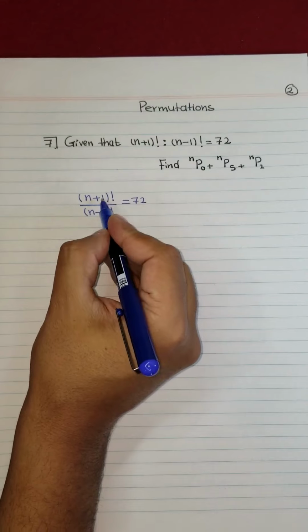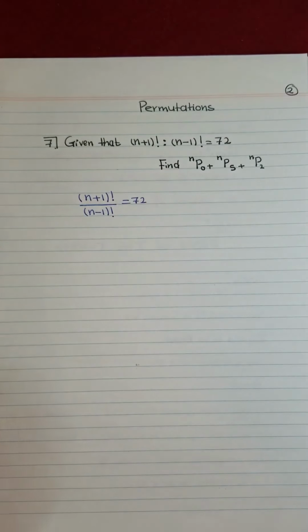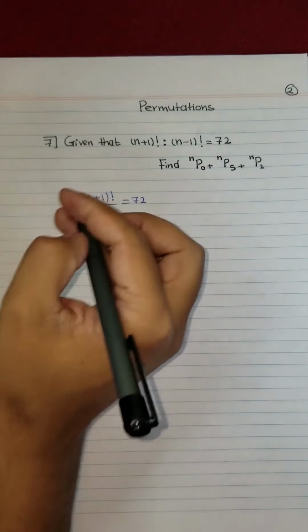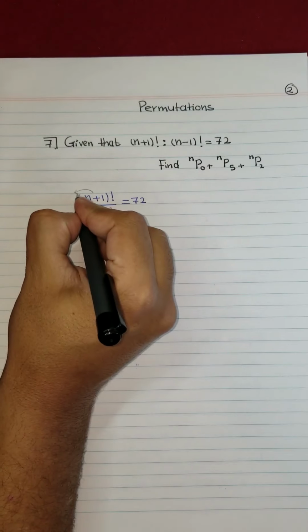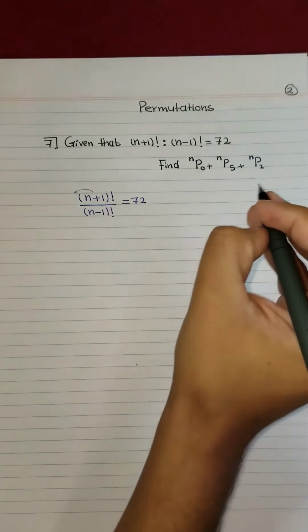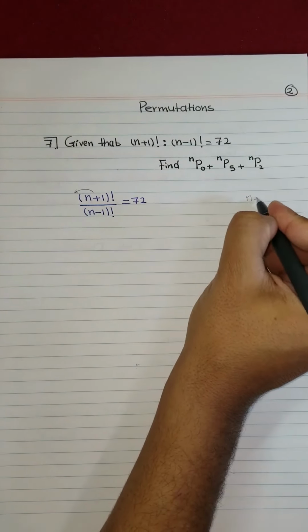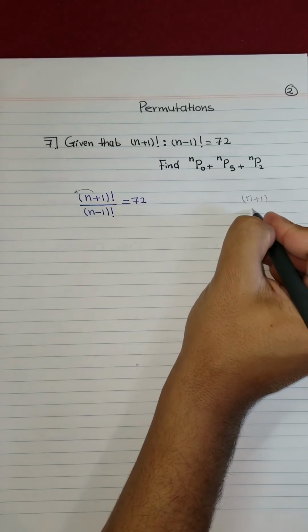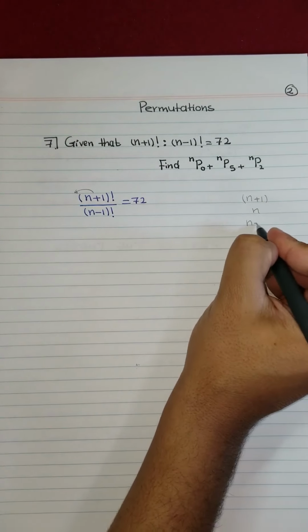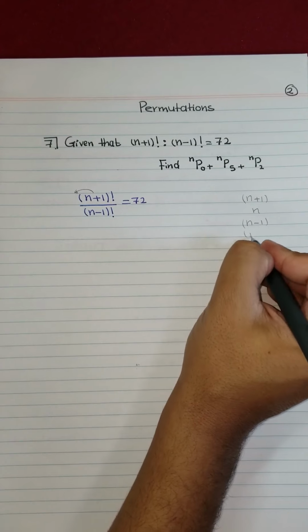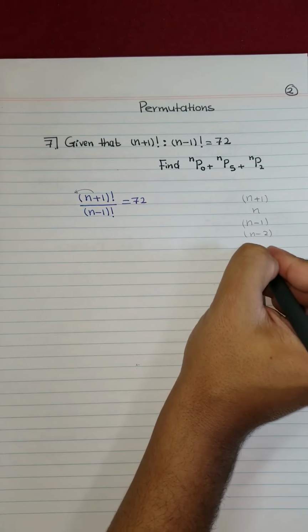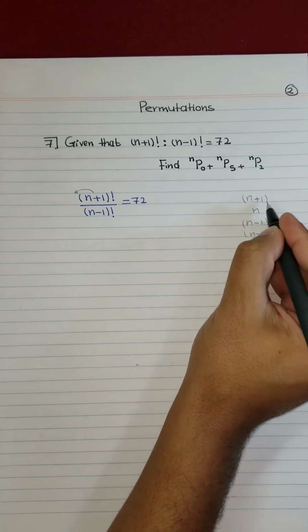Which factorial is bigger? n plus 1 factorial is of course bigger. So we can take n plus 1 factorial out. Remember guys, the sequence is n plus 1, the next one is n, and then n minus 1, and then n minus 2, and then n minus 3, and so on. These are the bullets now.